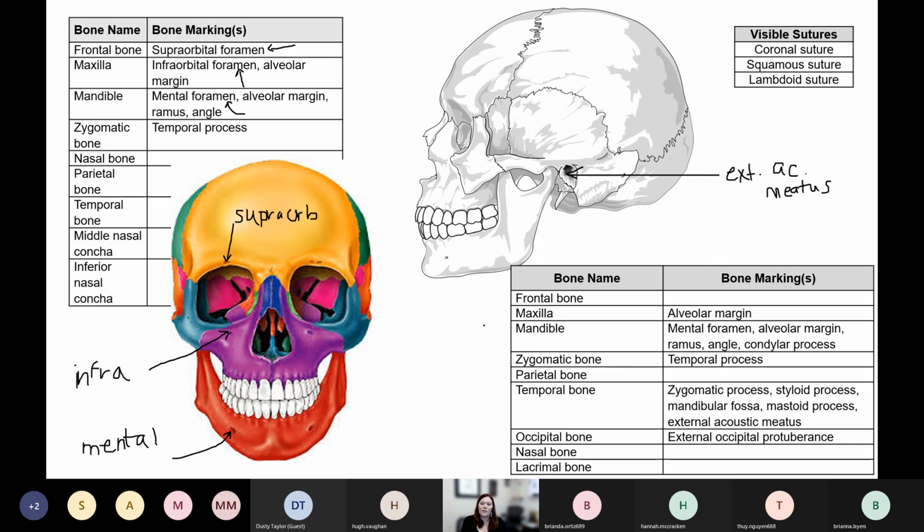Next door to the external acoustic meatus, we have a couple of things that hang down. These things that hang down are both called processes. My really big process, or my massive process, is called the mastoid process. It's so big, the mastoid process. And then this little one that hangs down here is called the styloid process, like a stylus that you'd use to write on your tablet. So the mastoid process is massive, very big. The styloid process is very skinny and pointy.